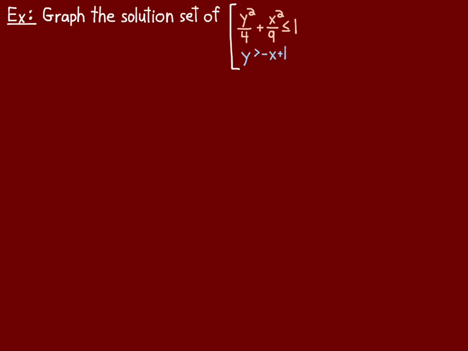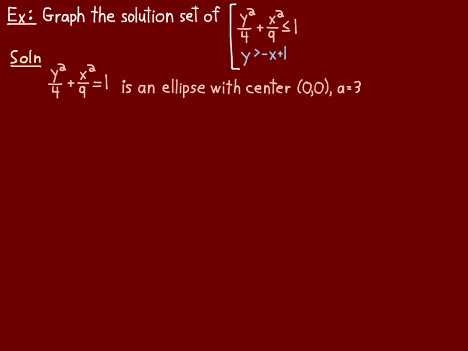Okay, so for example, graph the solution set of y squared over 4 plus x squared over 9 is less than or equal to 1 as the first inequality of a system, and the second inequality of the system is y is greater than negative x plus 1. So first, I'm going to solve the equations that are associated to those to find the boundaries of the regions that I'm going to shade.